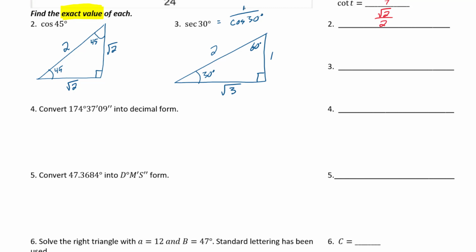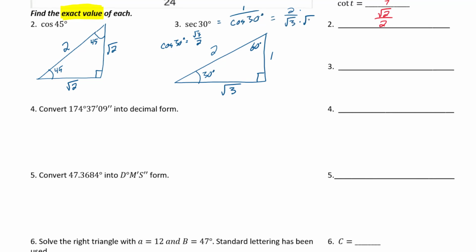So if I look at cosine of 30 degrees, that would be rad 3 over 2. So since cosine of 30 equals rad 3 over 2, again, that's the adjacent over the hypotenuse, just like it was for number 2. But now I would just flip that ratio. So for secant of that, this is going to equal 2 over the square root of 3.